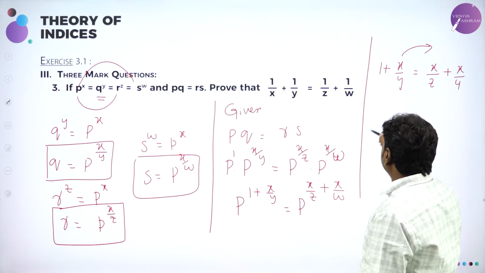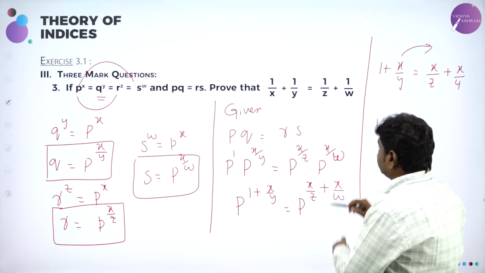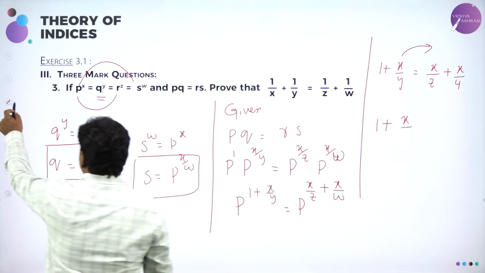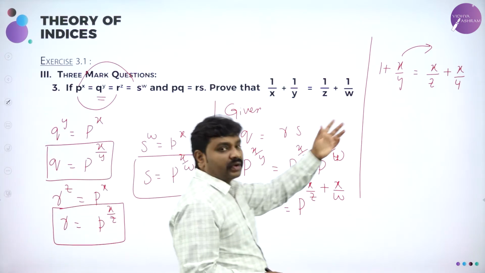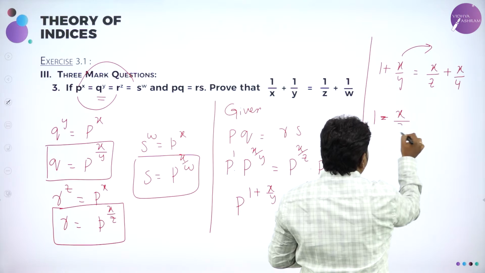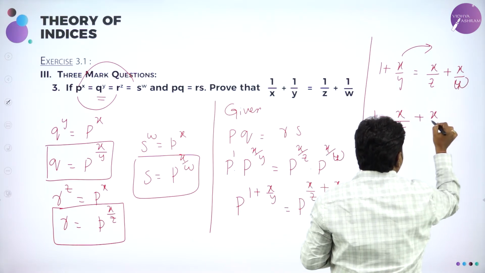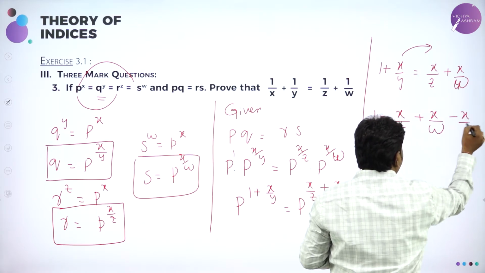See, now they want 1 plus x by z, rearrange. Take x common and simplify. Now rearrange. So 1 is equal to x by z plus x by w minus x by y.